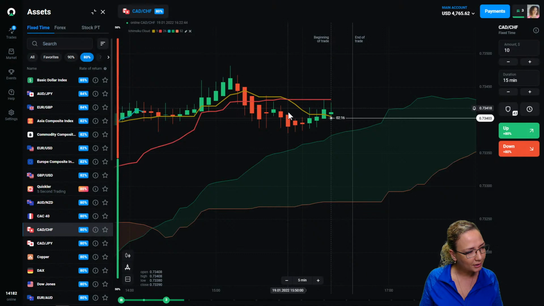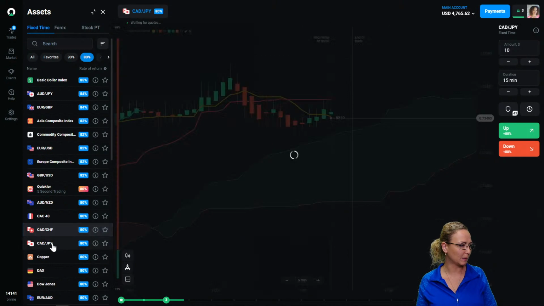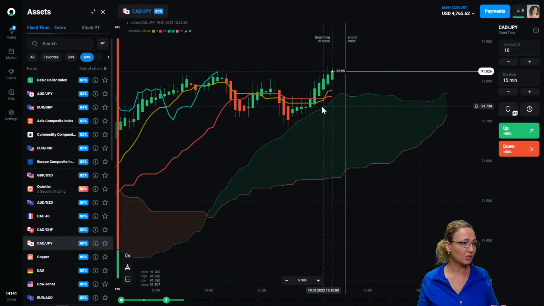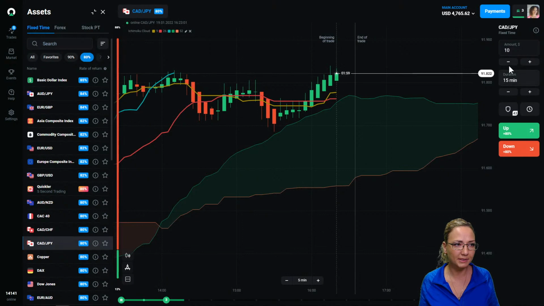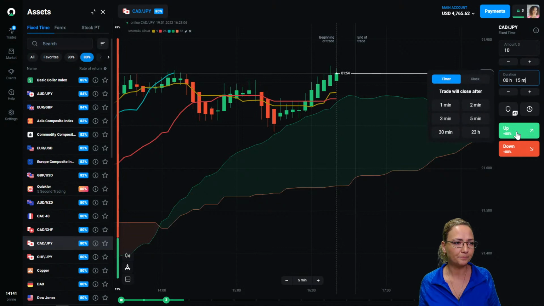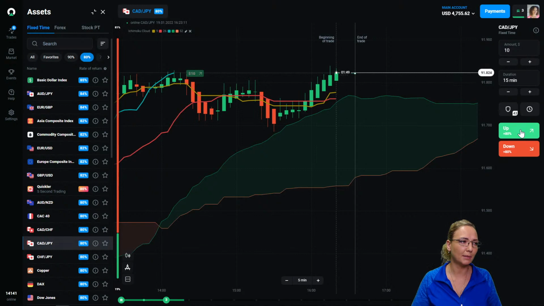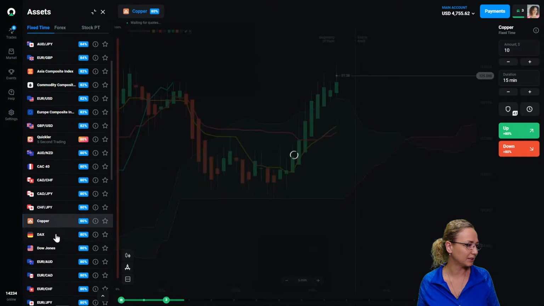So see, we have a cross here, but it's just flat, just moving sideways. I don't like it. CAD JPY looks interesting. We have this cross. I like how it hasn't made that spike yet. So here I'm looking at the 5-minute time frame. Always remember to double check your trade amount and the trade duration. Whenever you're trading FTT, you have to act fast, but at the same time you want to stay focused and pay attention to your trading parameters and to what you're doing. Alrighty, we've been here before. It looks pretty good to me. Let's see what copper is doing.